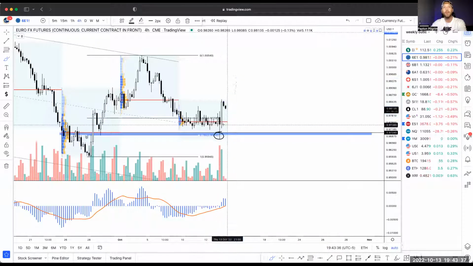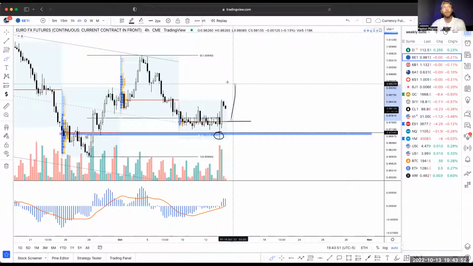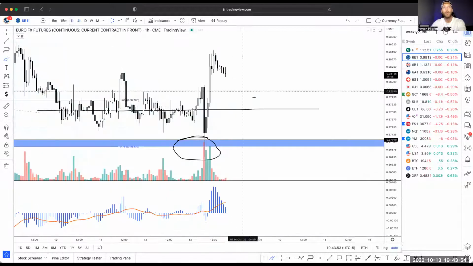We will be participating in this pullback. So I'm going to just mark this area off here because that is the weekly point of control. You see how it came in and tapped this point of control just barely and then moved. We're expecting that to happen again right here and then move up. So let's go to the 1 hour.